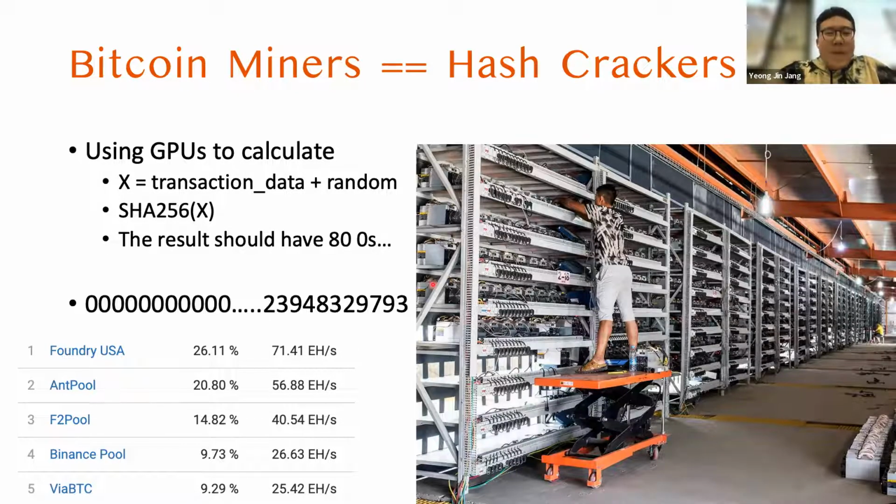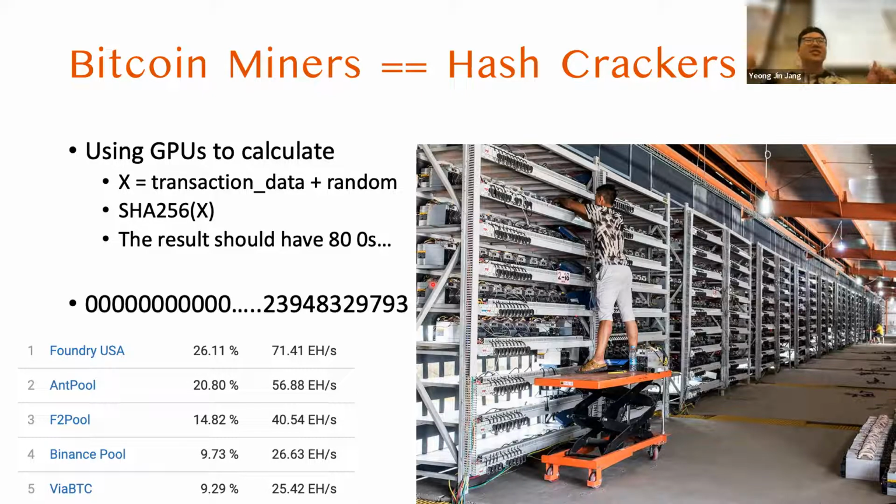What Bitcoin mining is doing is that there is a pool of transactions. There is transaction data, and there is a part where they can put a random number. By changing this random number, they need to get a SHA-256 hash. The difficulty of Bitcoin mining is defined by how many leading zeros there are.